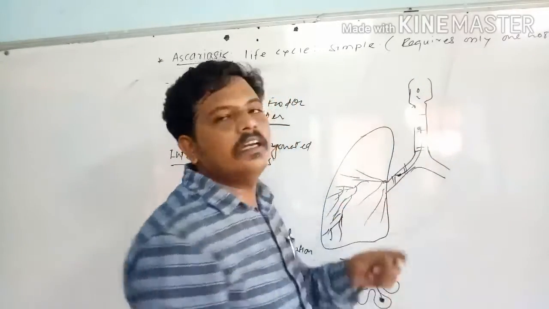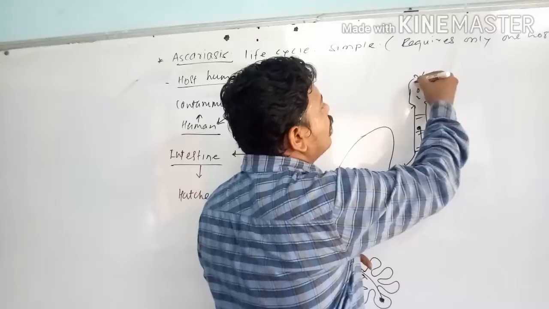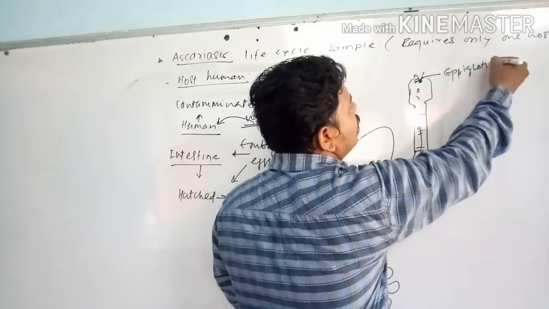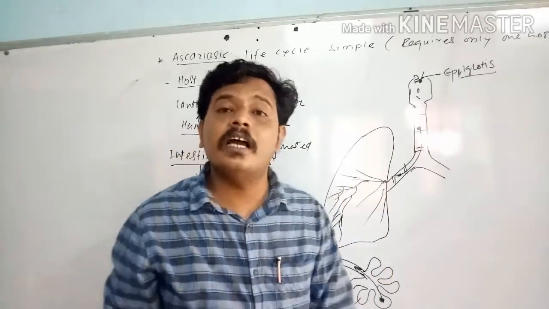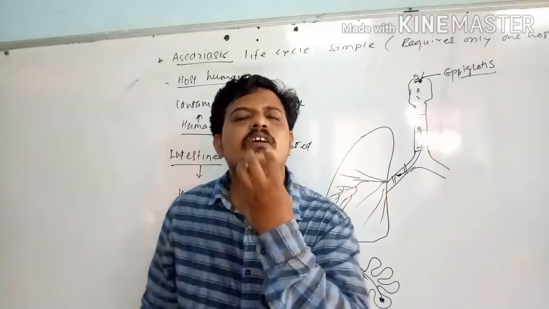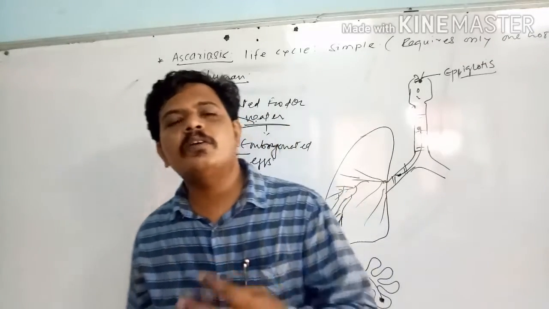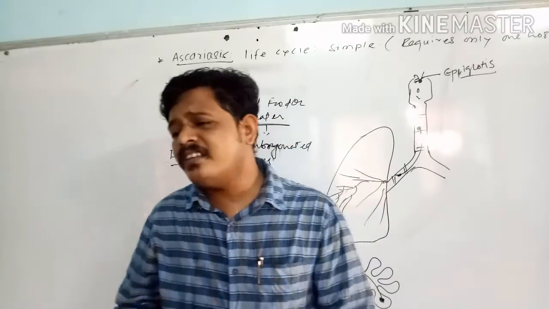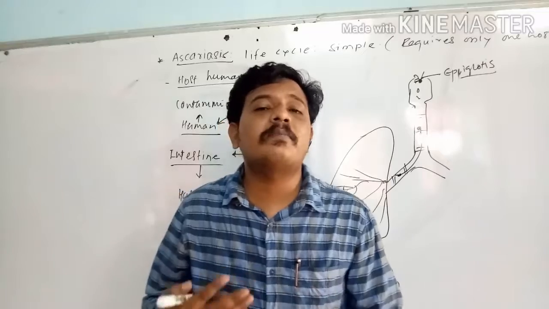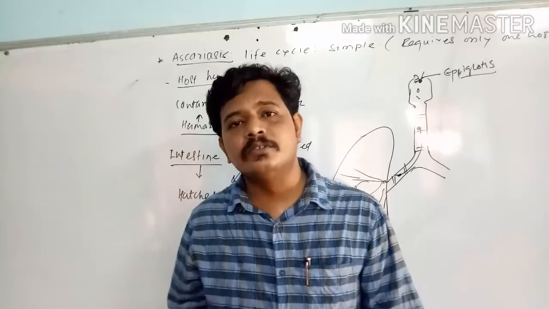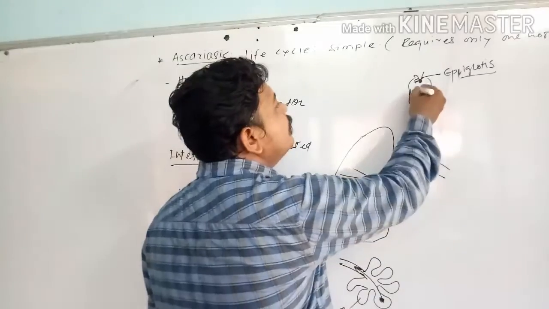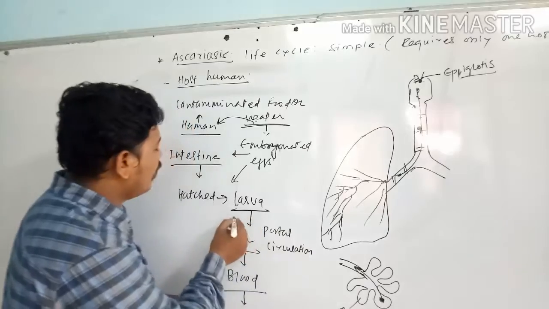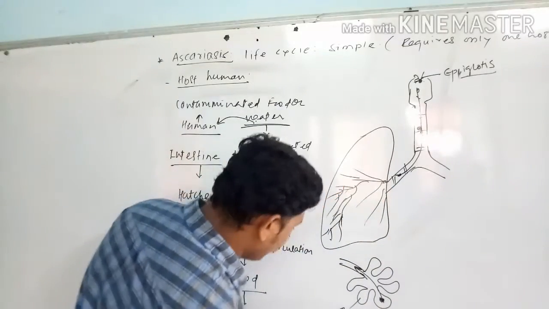Here is the larynx, and they crawl over the epiglottis. What is this? Epiglottis. Now they reach up to the epiglottis. Due to the crawling of the larva of Ascaris lumbricoides on the epiglottis, a person gets the coughing reflex induced. Due to the coughing reflex, along with the mucus, this larva is again swallowed.